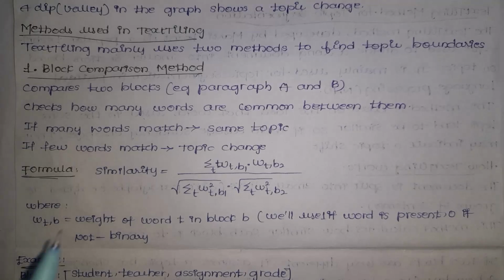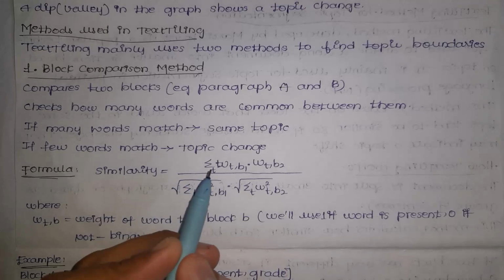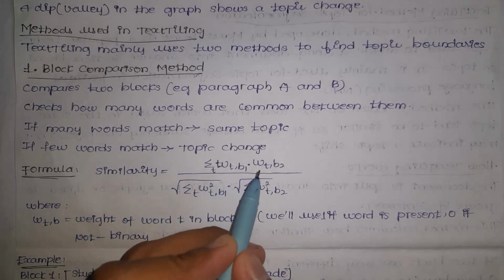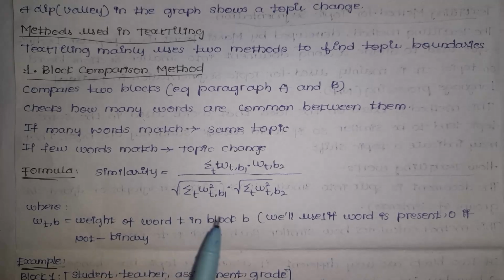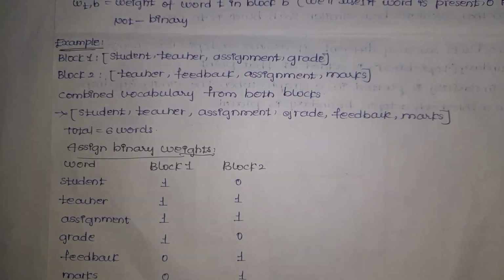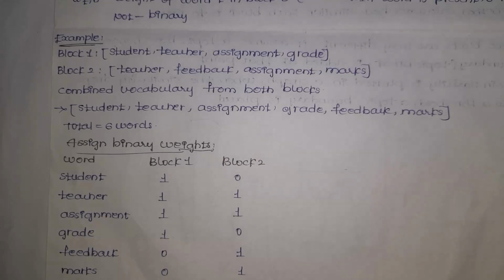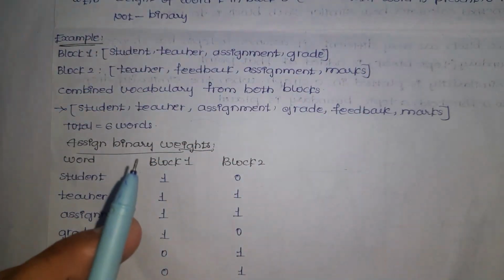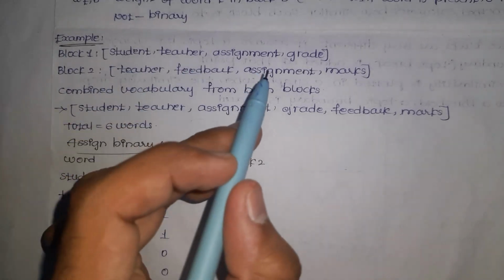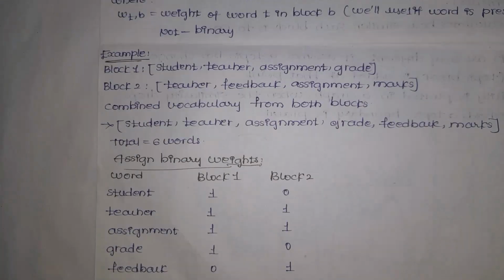This is the formula: similarity is equal to sigma w_t,block1 times w_t,block2, divided by the square root of sigma w_t squared in block 1, times the square root of sigma w_t squared in block 2. I'll give one simple example so that you can clearly understand this formula and how the block comparison method works. For example, let's say there are two blocks. The first block contains words like student, teacher, assignment, grade. And the second block contains words like teacher, feedback, assignment, marks. At first we need to combine all these words.